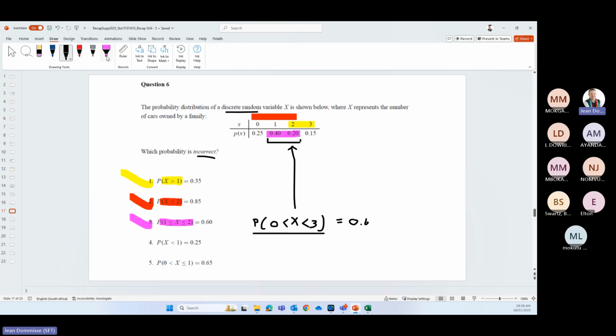Okay, and then the last one, or second last one, smaller than 1. Smaller than 1 is only looking at 0, so it is 0.25. And the last one, let's get another color. Smaller than or equal to 1 and bigger than 0, so it's looking at 1 only. So that should be 0.4. That is where that one is wrong, because it is just 0.4.